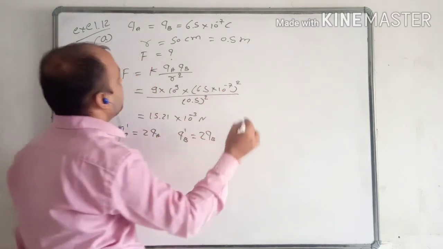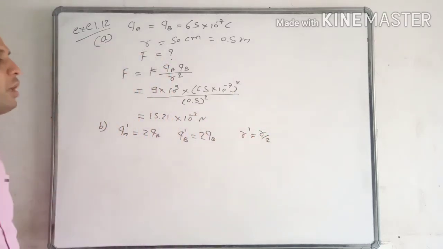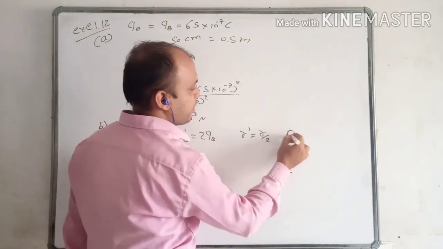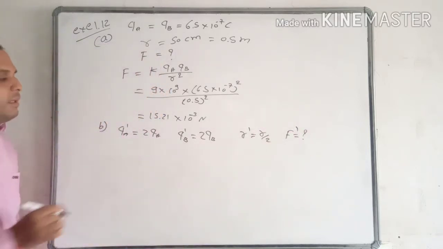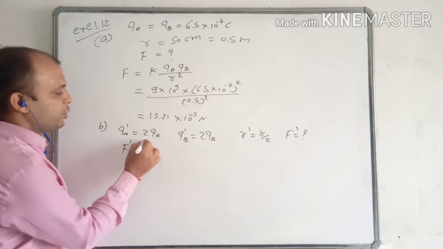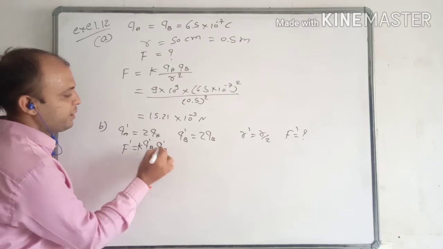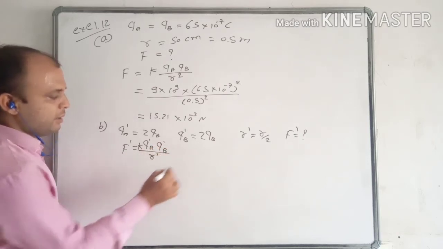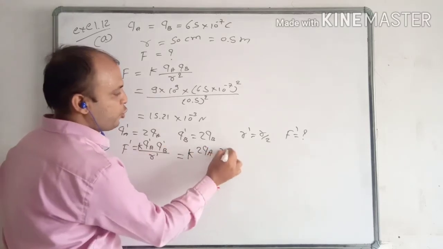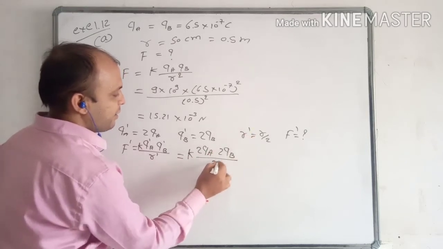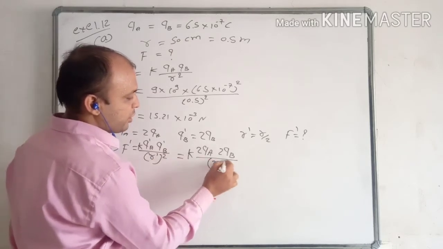And distance R dash will be half, so that will be R by 2. Now again we have to find the force. So F equal to F dash. F dash will be K Q dash A Q dash B divided by R dash square. Now Q dash A is 2 QA, Q dash B is 2 QB, and R dash is R by 2 square.